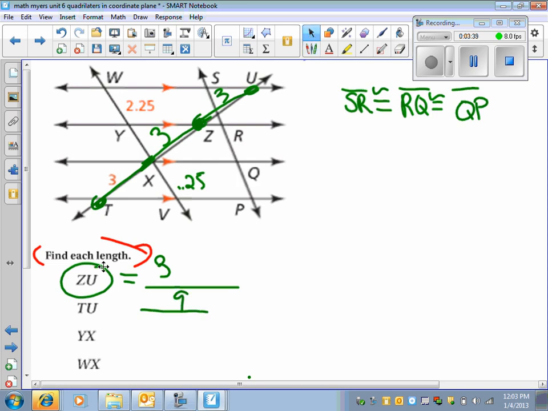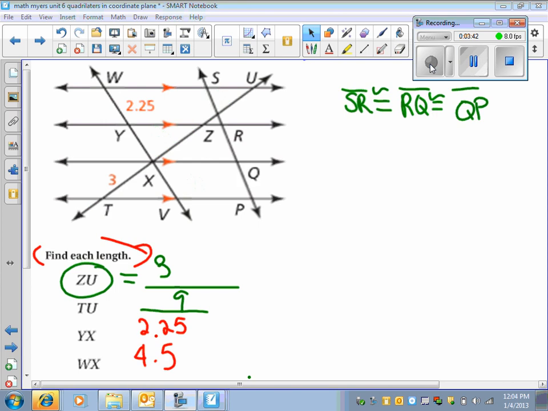Try the last two on your own and push pause at this time. Here you go. Hopefully you got 2.25 and 4.5.